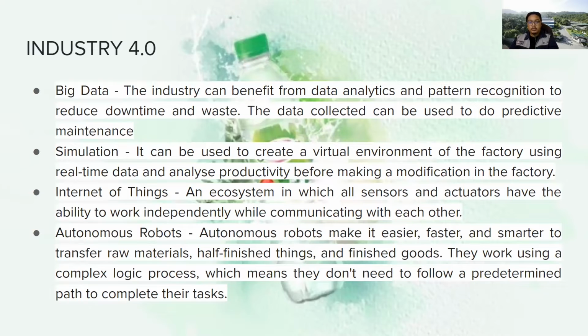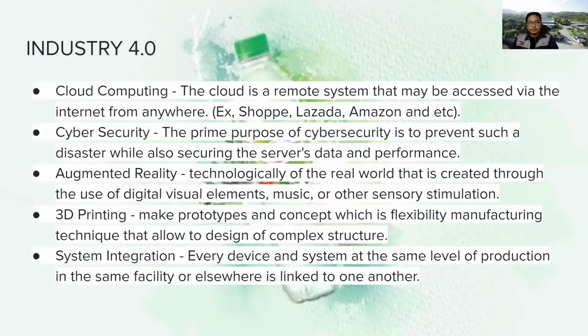Internet of Things is an ecosystem in which all sensors and actuators have the ability to work independently while communicating with each other. Autonomous robots make it easier, faster, and smarter to transfer raw materials, half-finished goods, and finished goods. Their work uses a complex logic process, which is coding, which means they don't need to follow a predetermined path to complete their tasks.